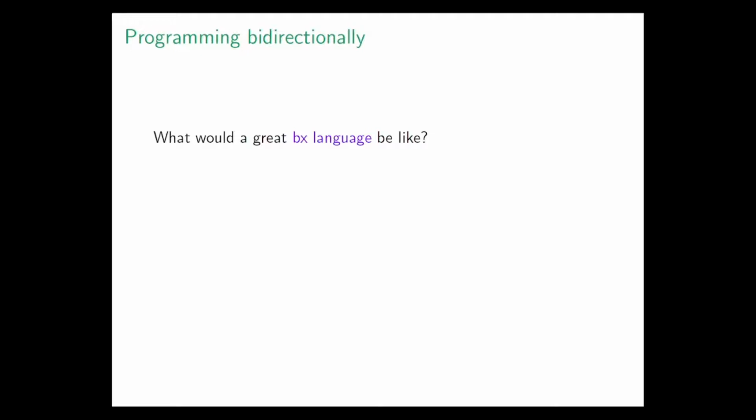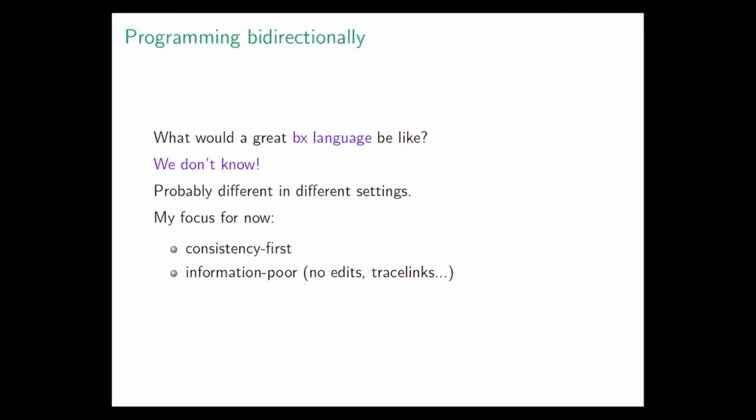So what would a great bx language be like? Unfortunately, I'm not going to tell you. I'm going to tell you we don't know, partly because I think the right choice of bx language is going to be different in different settings. It's not just that we haven't discovered it yet. So my focus for now is on languages which are consistency first, which is to say I expect the programmer of the bx transformation to be thinking principally about what it means for the artifacts to be consistent, and only secondarily about how consistency should be restored if it is lost.